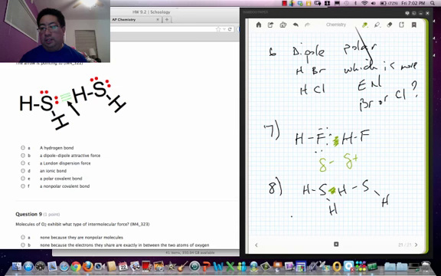And so you have to ask yourself, these are polar bonds, but is this a hydrogen bond, or is this a dipole-dipole? And remember, earlier I told you which ones are involved with hydrogen bonds. Remember, hydrogen bonds are only when H is bonded to F, H is bonded to O, or H is bonded to N. And you can see that S is neither of those. So if it's not hydrogen bonds, then there's only one other possibility for the polar molecule.